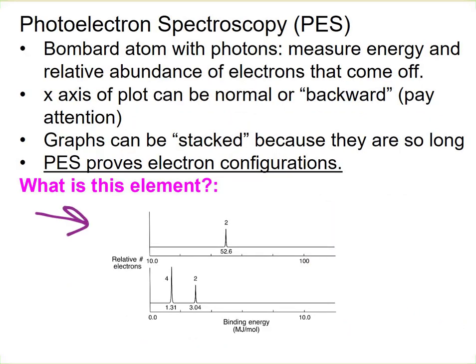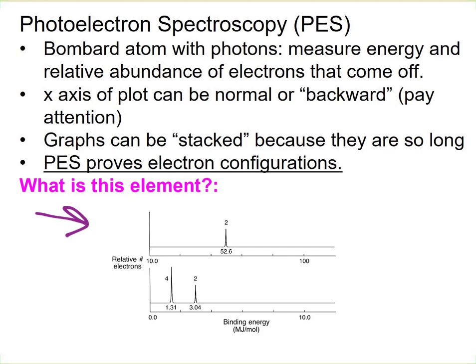So here we have our PES, our photoelectron spectroscopy chart or diagram. And the big thing that you should notice about these is they are pretty long. And I find that on the AP test, they give you shorter ones, so they kind of scrunch it together. But the ones in your homework and other ones that you'd see other places can be quite long. And so oftentimes they stack them on top of each other.